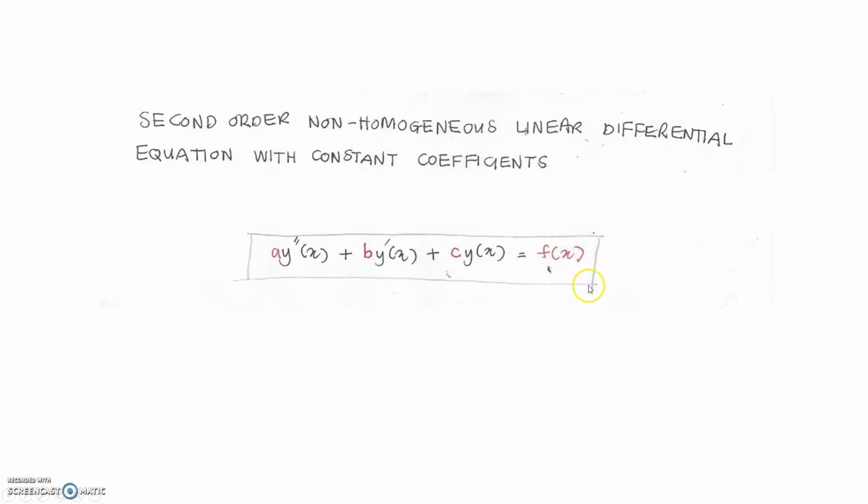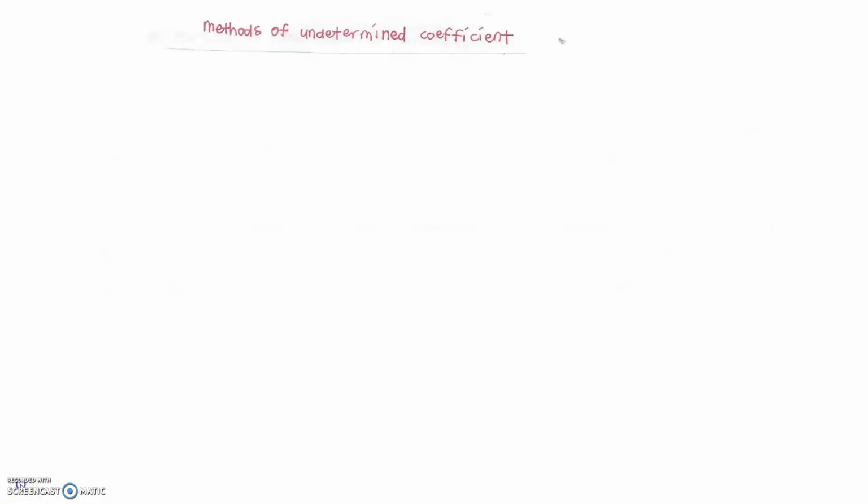Okay, the last part will be for the f(x). Have a look at the f(x). If the f(x) is equal to 0, the whole equation we call a homogeneous linear differential equation with constant coefficient. But if the f(x) is not equal to 0, let's say the f(x) is a trigonometry function, or maybe a polynomial function, or maybe an exponential function, so the whole equation we call a second order non-homogeneous linear differential equation with constant coefficient.